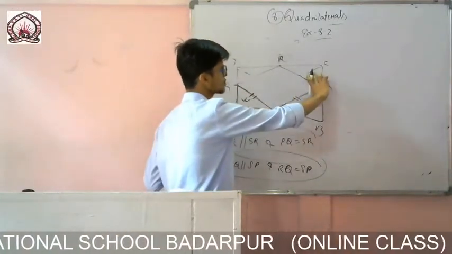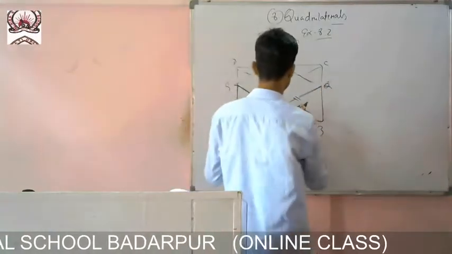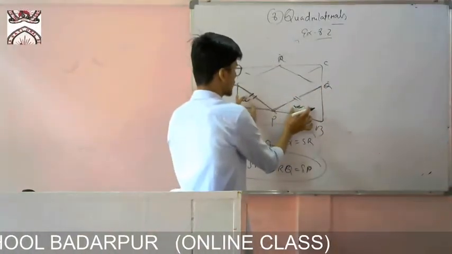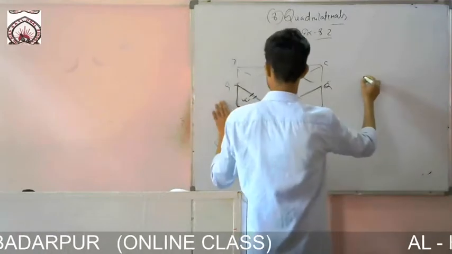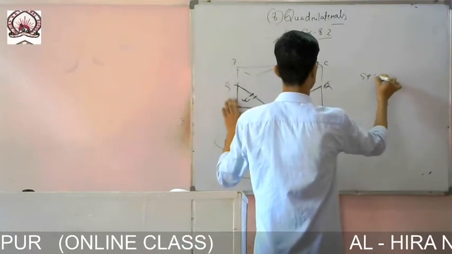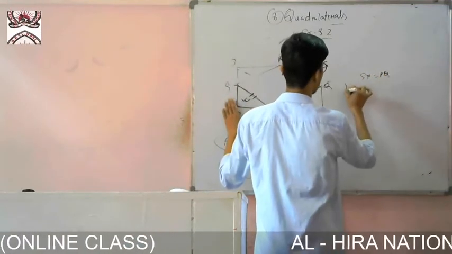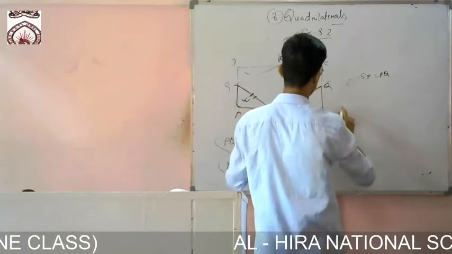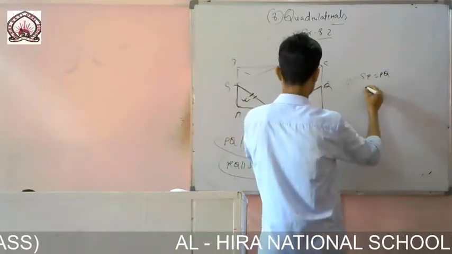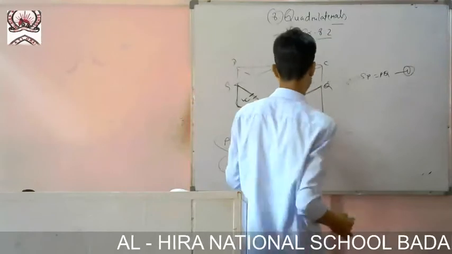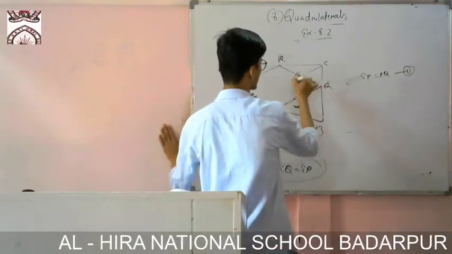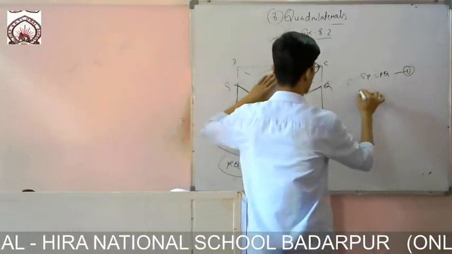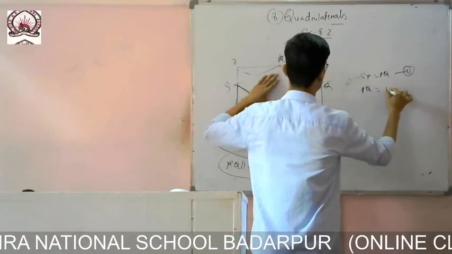If I take these two triangles, after making them congruent, you write that SP is equal to PQ. Similarly, if I take these two triangles, you give this one as equation number 1. Then for these two triangles, these two sides will be equal. So PQ will be equal to RQ.